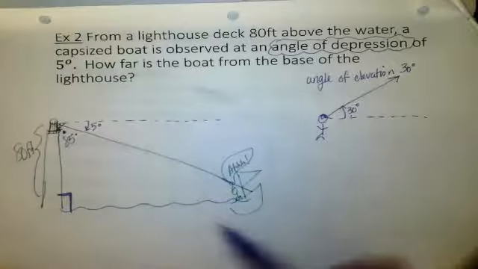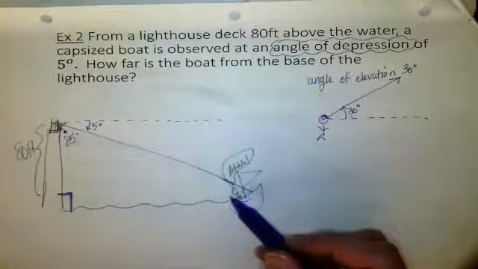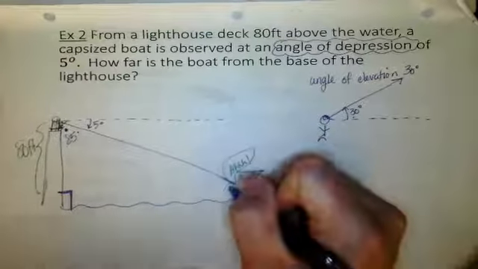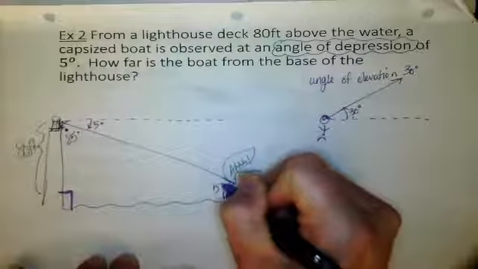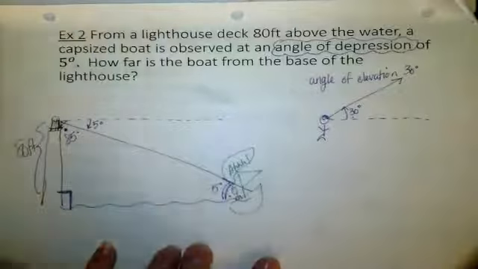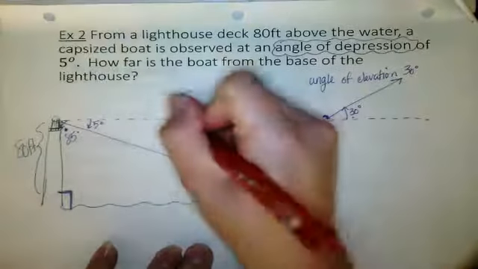If this is 85, what's this angle down here? 5. Yeah, it's 5. Why? Because it's opposite from the 5 degrees. 85 plus 5 plus 90 equals 180. Very good. We have here, ladies and gentlemen, parallel lines.